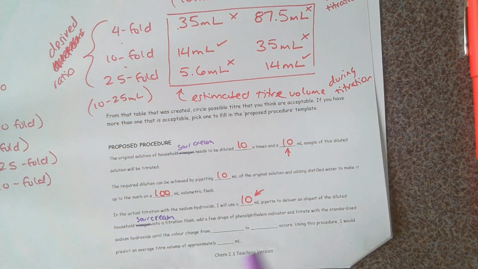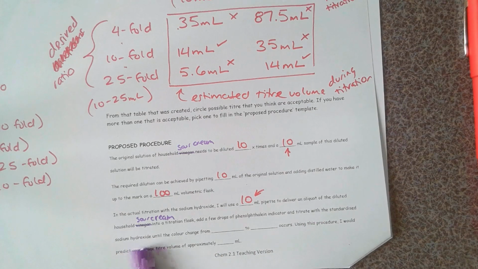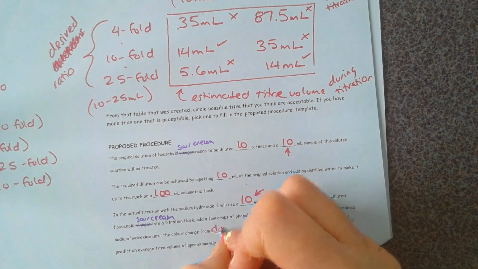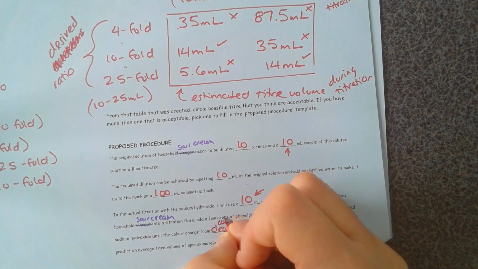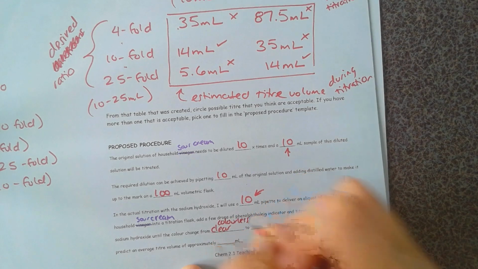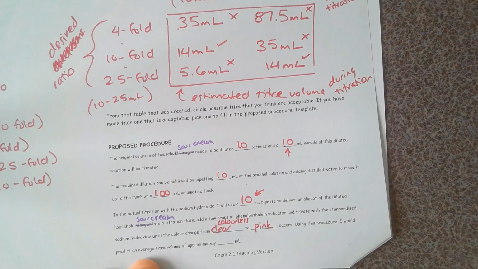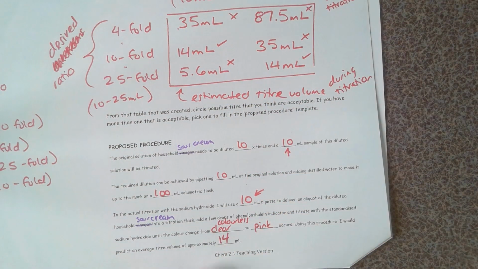Into a flask, add a few drops of the phenol, titrate with the standard sodium hydroxide. The color will change from clear. We don't use the word white. We use the word clear. We use the word colorless. To pink. And then I would predict the average titrate volume to be approximately 14 milliliters. And that's how we fill in that.